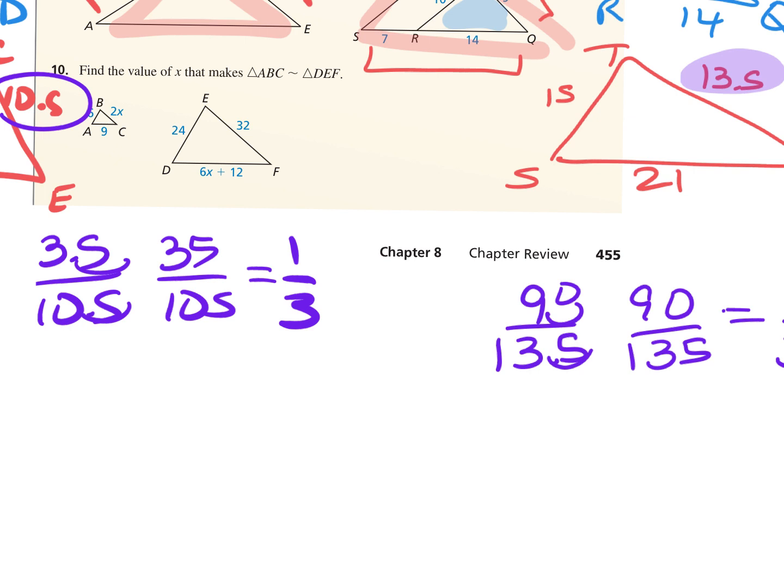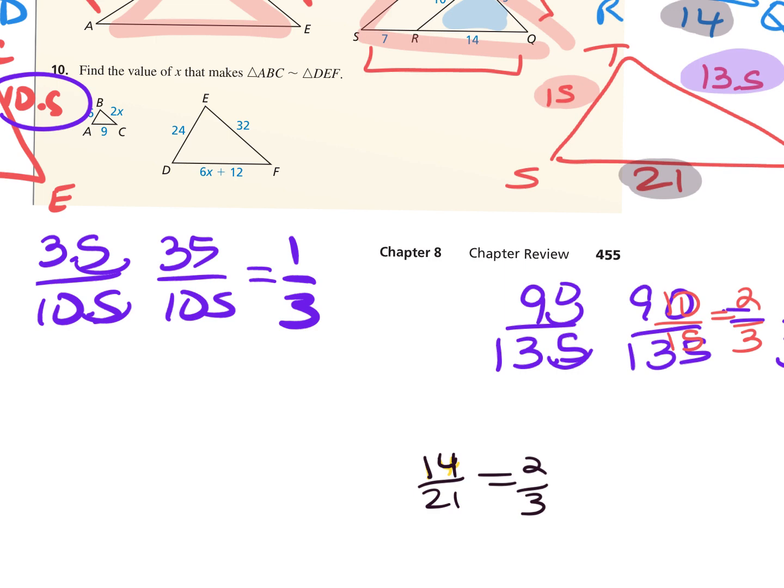Next, I can match the 14, the biggest number, with 21. So 14 to 21. This one also simplifies 2 to 3. And then lastly, I could match the middle number, the 10 and the 15. And then 10 to 15 also simplifies 2 to 3. So my scale factor, my side length ratio is 2 to 3. Because all 3 side pairs simplified to 2 to 3, I could say, yes, these are similar. And I could use side, side, side.